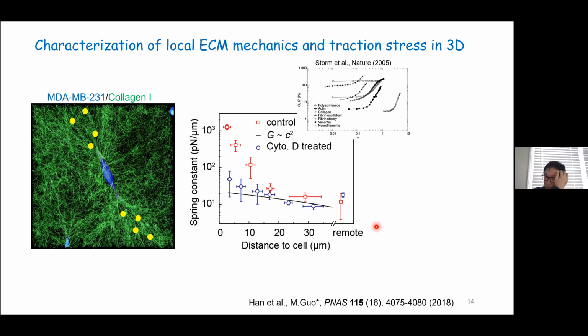And why this is happening is actually because, not only collagen, it's been shown that most of the biopolymer matrices are nonlinear. What this means is when you start to deform a biopolymer matrix, a little bit is okay, but the more you deform them, the stiffer they are.